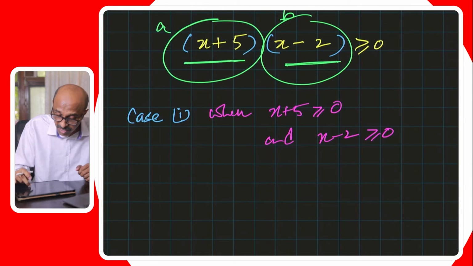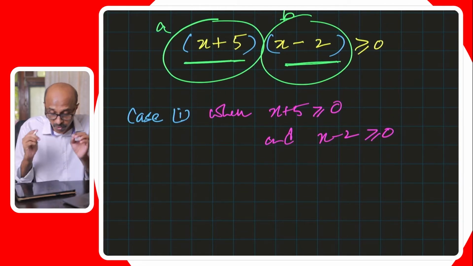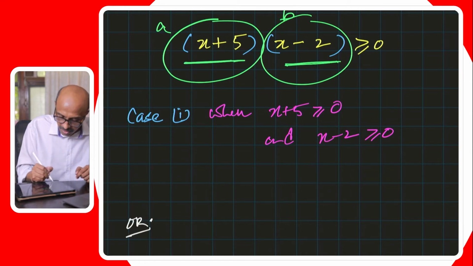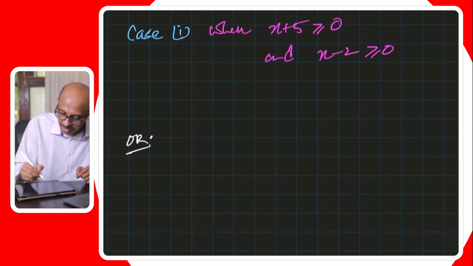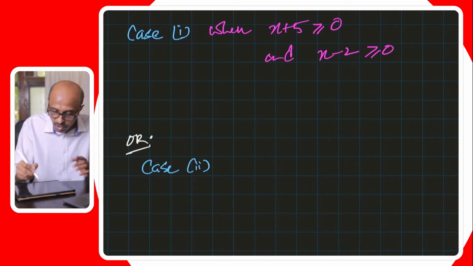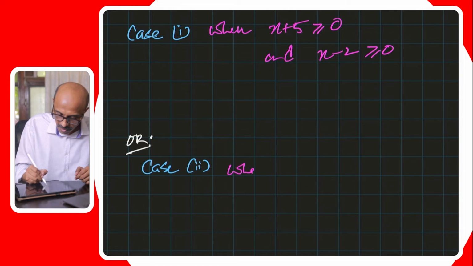Remember, how did we get this case? Because the product is positive, right? So both of them should be positive. Or, as we said, the other case, case 2, would be when both those terms are negative.